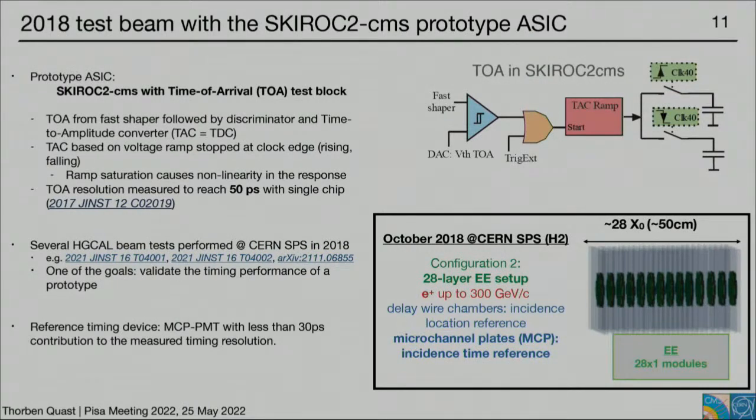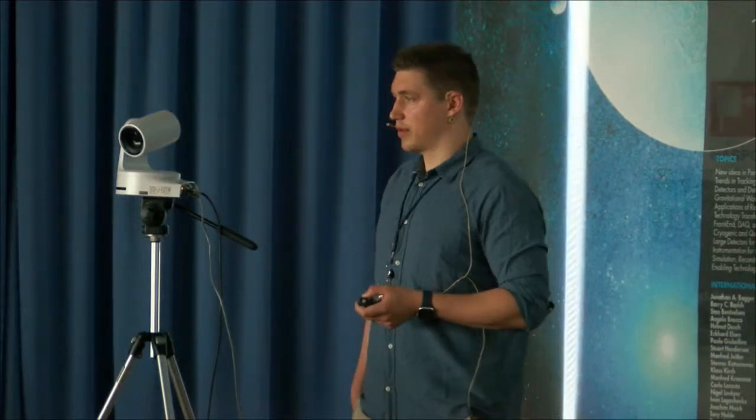We have already published some of these results, and one of the unpublished results yet is something that I will have here. That's the validation of the timing performance of the system. So what we used for measuring the timing and for calibrating the system was a reference timing detector, as we have seen also yesterday and in various posters, these microchannel plates. In our case, we had their contribution of about 30 picoseconds. So this is what one should, of course, keep in mind when measuring such a thing.